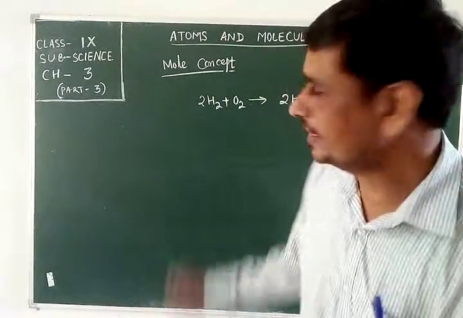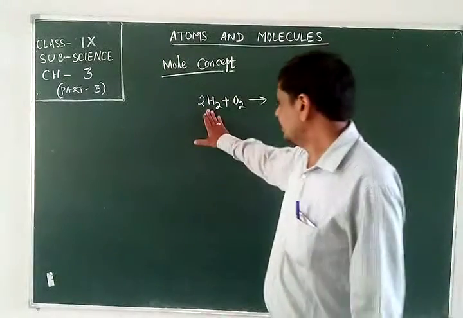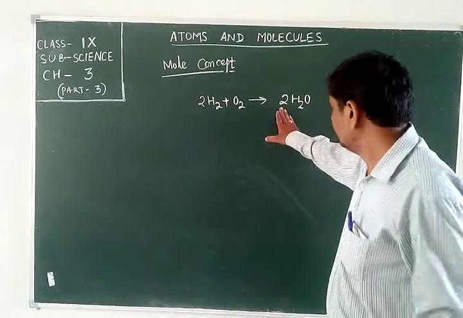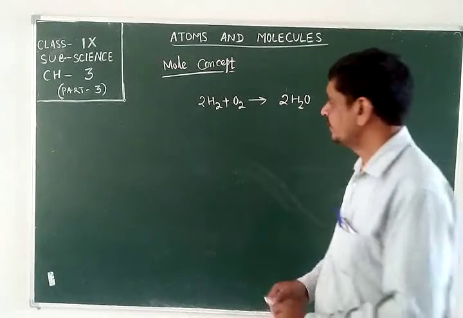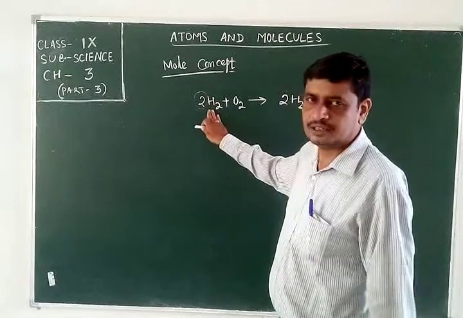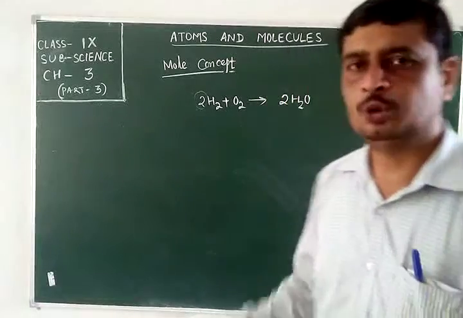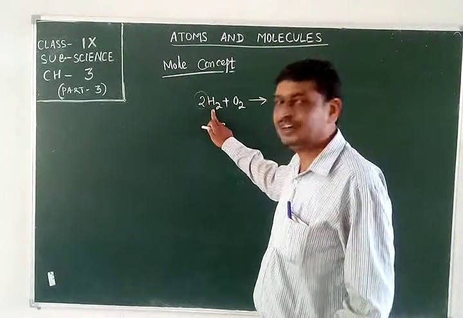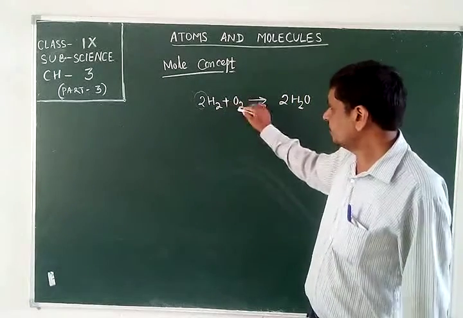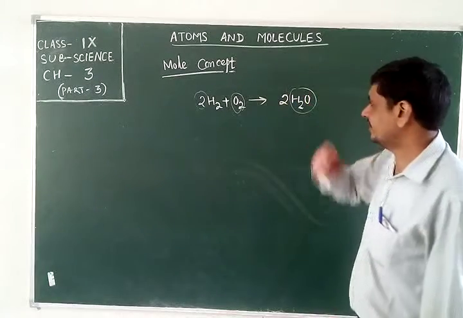That is a chemical equation. This chemical equation shows two molecules of hydrogen react with one molecule of oxygen to form two molecules of water. The number which is written to the left of the molecule formula is the number of molecules. 2H2 means two molecules of hydrogen. Nothing written means one O2, one molecule of oxygen. It gives two molecules of water.